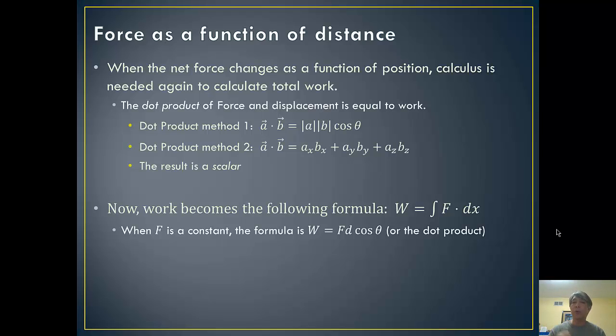There are two ways to multiply vectors. Since x or position is a vector, I need to multiply them as vectors. And the dot product is one way. We'll also talk about the cross product in a later PowerPoint. But the dot product is discussed above. Hopefully you know that.